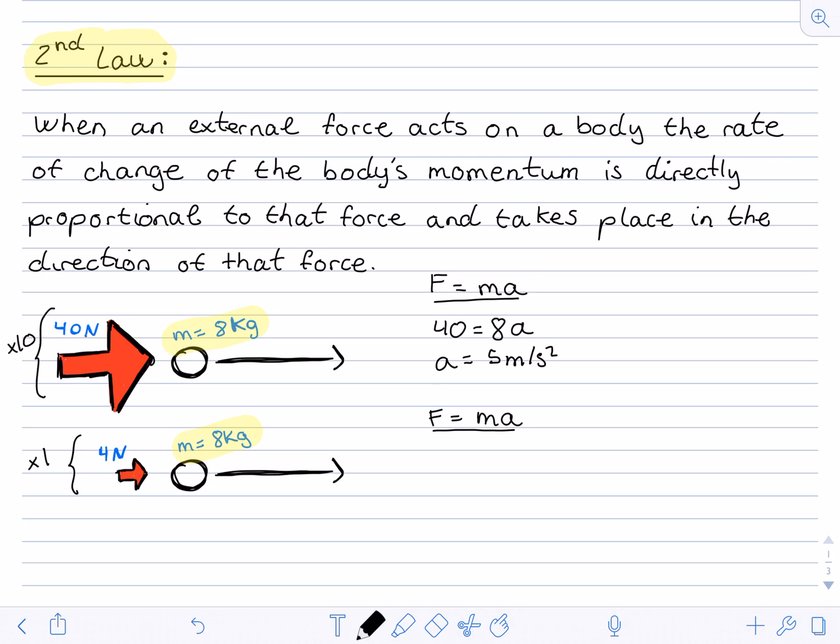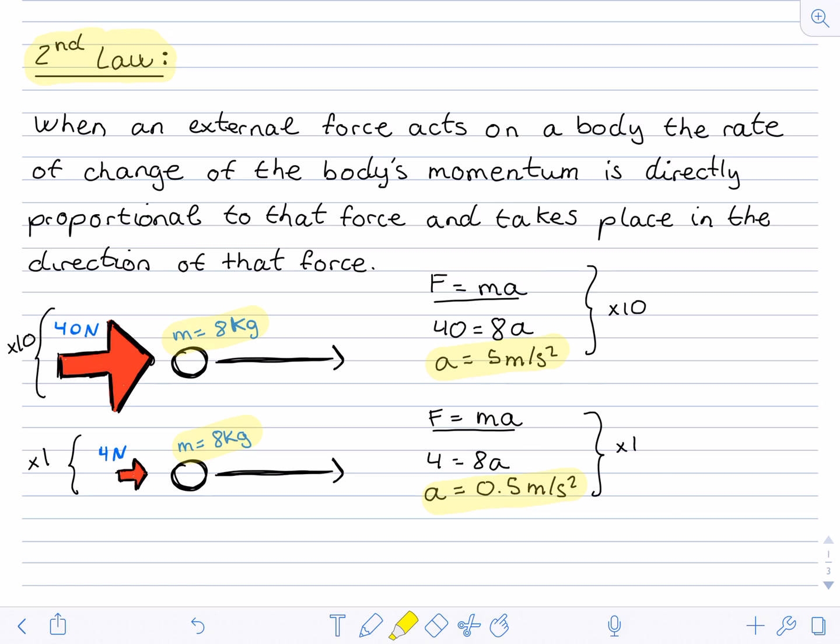But let's say we applied 10 times less force. Let's say we applied 4 newtons. The acceleration this body is gonna experience is gonna be 0.5 meters per second squared. So as we said before, here we applied 10 times more force than here. So what it means is, as you can see, the acceleration is going to be 10 times greater when we apply 10 times more force than in the other case. So as you can see, this is proven.